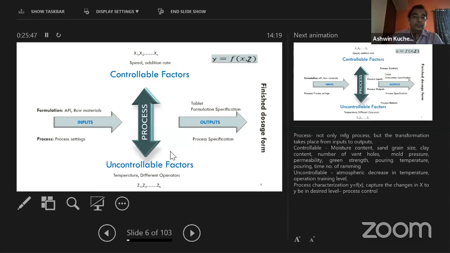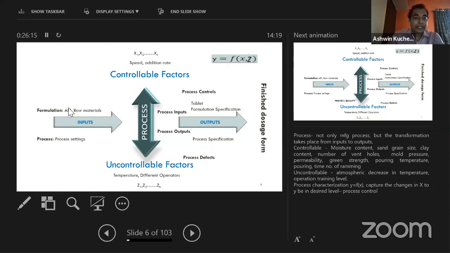So my output Y is a function of inputs, meaning if my inputs are changed along with the controllable and uncontrollable factors, my output will change. Simultaneously, my process specification will change, my formulation specification will change, and my finished dosage form will change. So to maintain that, I should first know the functions of my X, the input or the control factors.